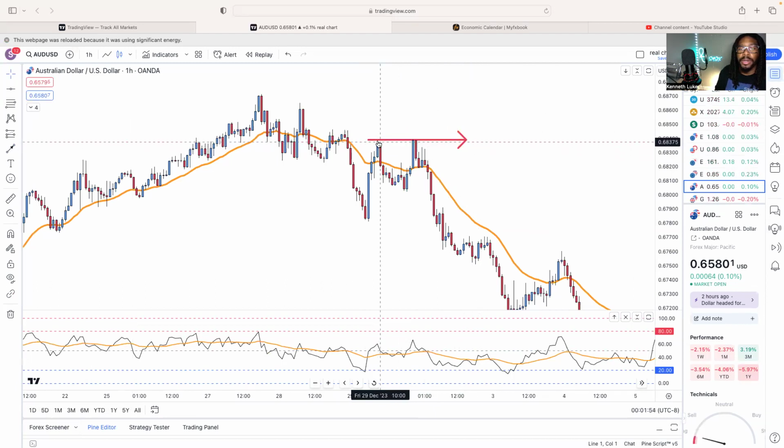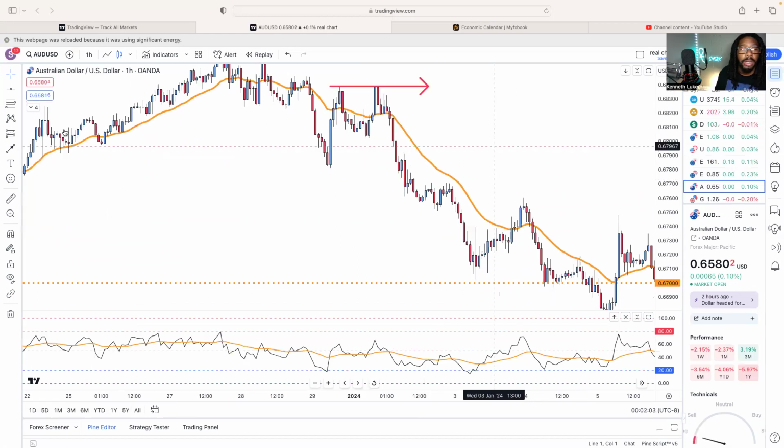We see price coming here. Boom. It shoots up to this point. Boom. Shoots down. Right. Boom. Then it shoots back up to this point, and then boom, price just literally sails off.